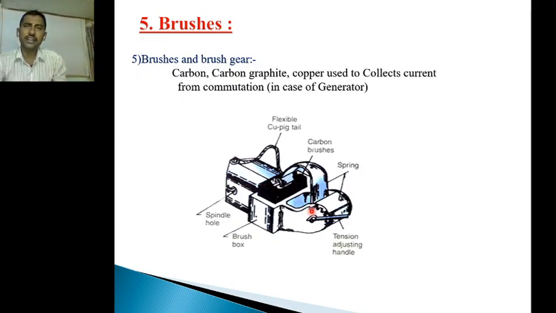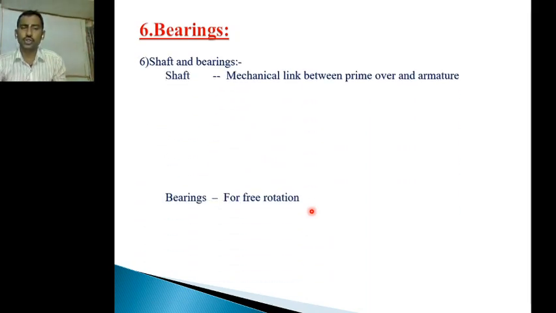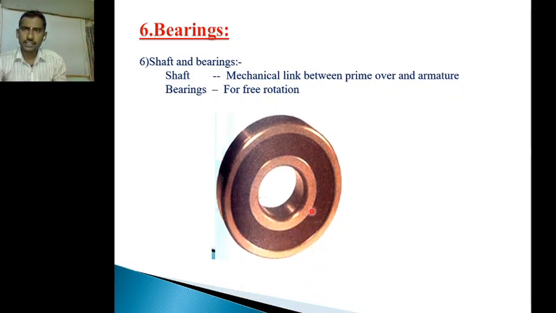And the last one is the bearings of the DC generator. For smooth rotation of the shaft and smooth rotation of the armature, we provide the bearings at the shaft. What are the functions of the bearings? The shaft is a mechanical link between the prime mover and the armature, and for smooth rotation we provide the bearings. That is the function of the bearings.